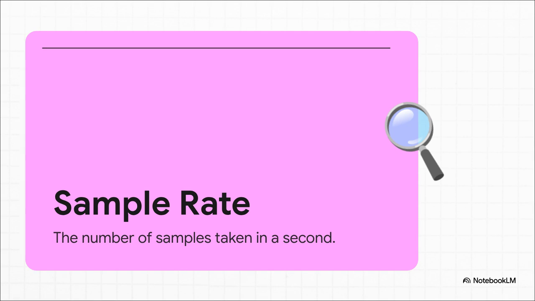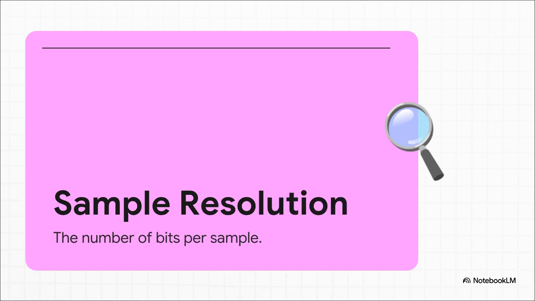If you take fewer samples than that, you end up getting that muffled, robotic sound of a bad phone connection. And then we have sample resolution. Sample resolution is the number of bits used per sample. So the crucial point is this. Once the computer takes a snapshot of the audio wave, the sample, it needs a certain amount of bits to store the precise detail of that specific snapshot.